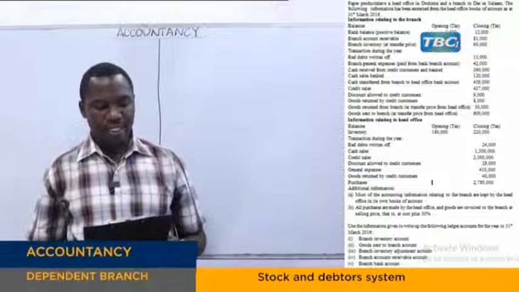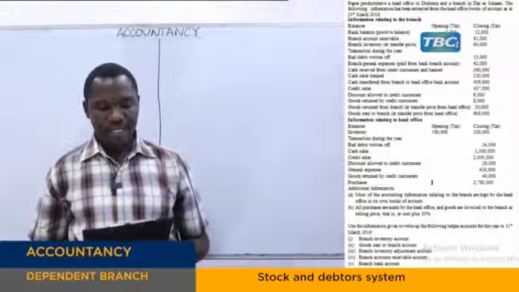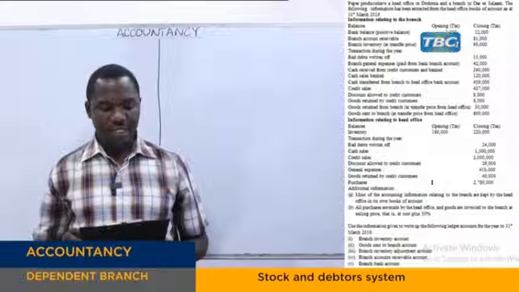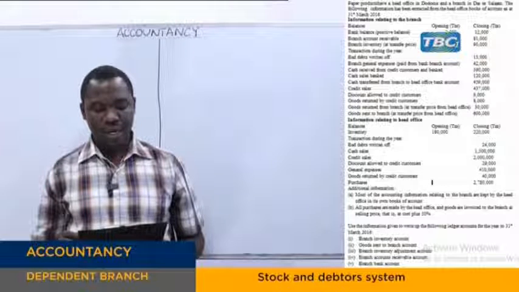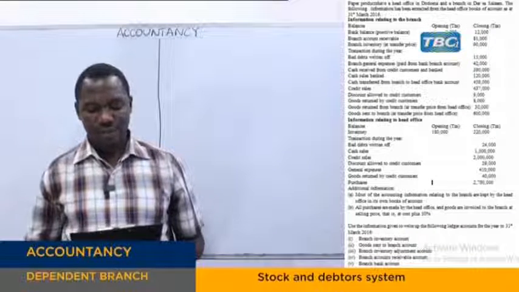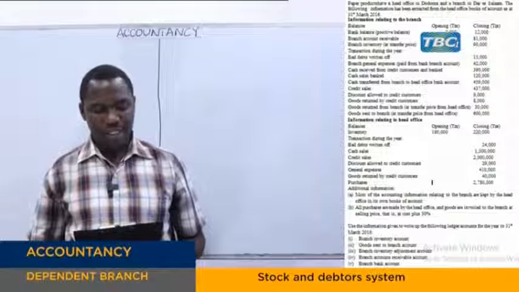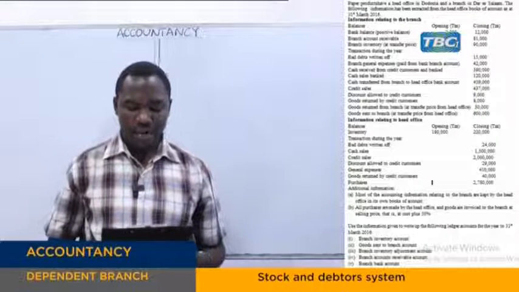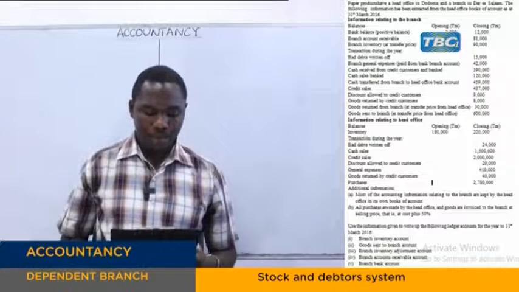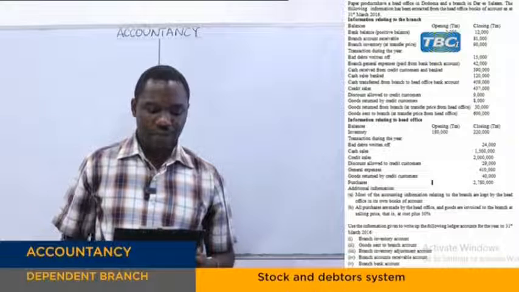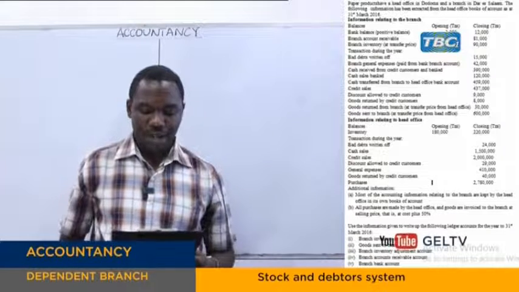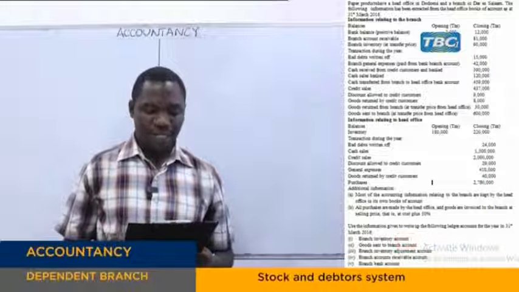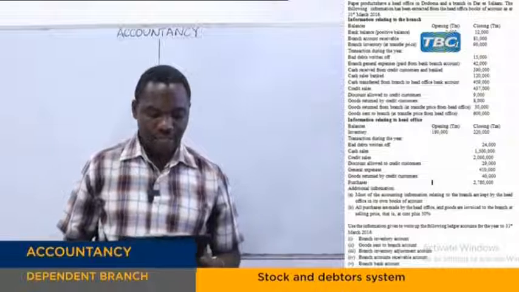Information relating to branch. We are given the balances, that is opening balance and closing balance. Bank balance, it was a positive balance, 3,000 opening, 12,000 closing. Branch account receivables, 66,000 opening, 81,000 closing. Branch inventory account at transfer price, 75,000 opening, 90,000 closing. Transactions during the year.